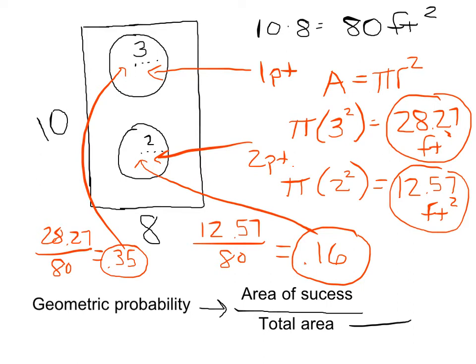All you have to do in a geometric probability is go through each piece, find the areas, and then follow this idea down here. Area of success over total area.